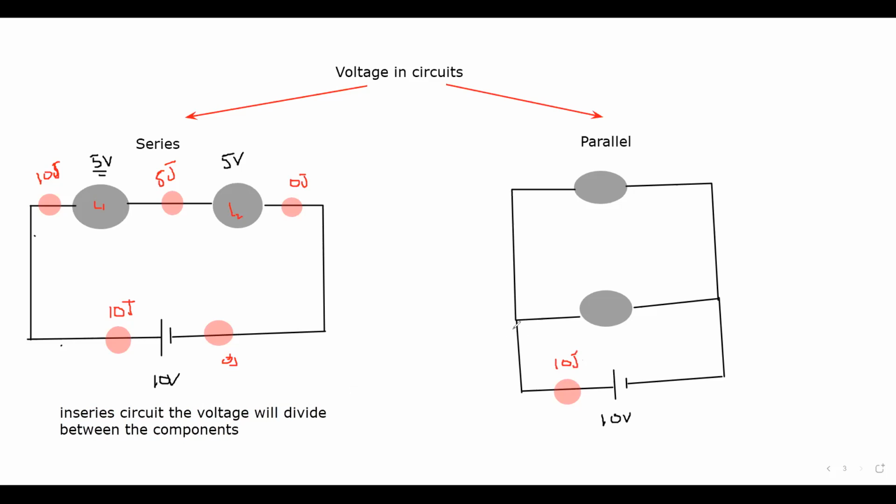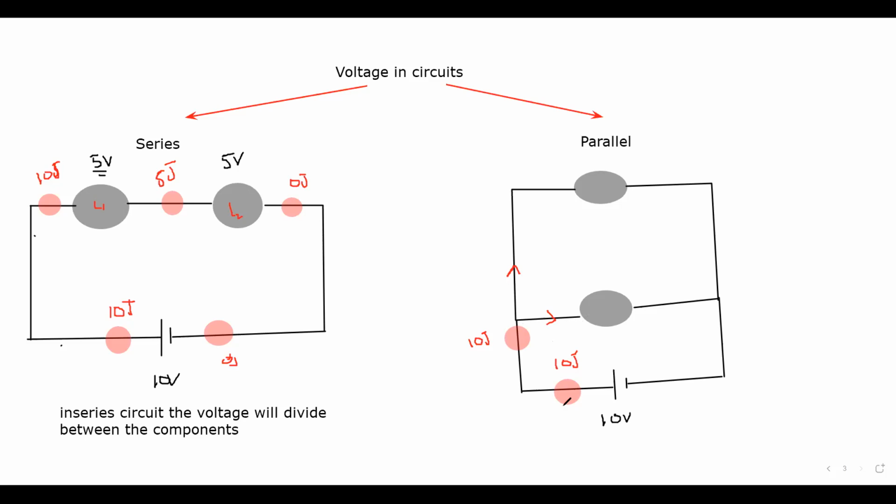Now, when 1 coulomb of a charge reaches this point, what happened? This charge has two possibilities. Either it can take path 1 or it can take path 2. It cannot take two paths together. Because it's 1 coulomb of a charge, it can flow either through the first branch or through the second branch.